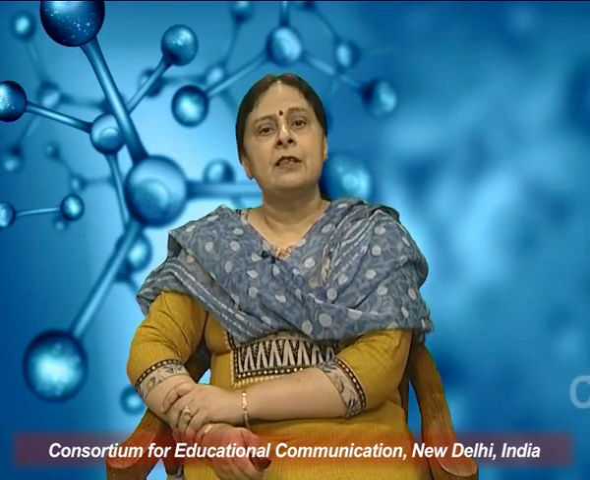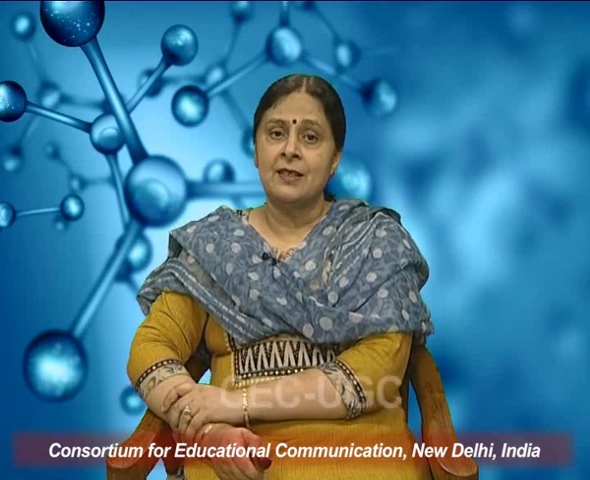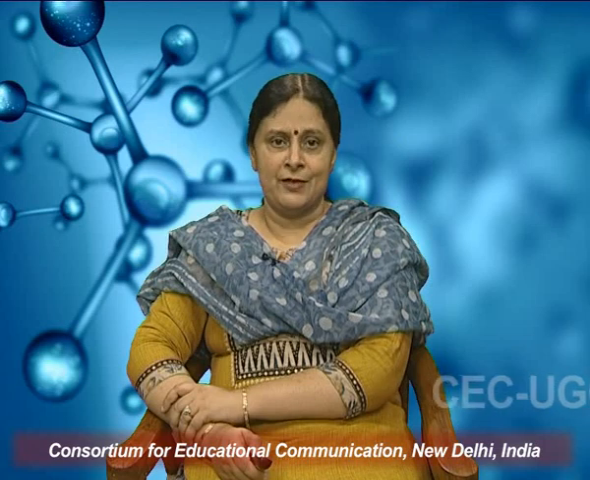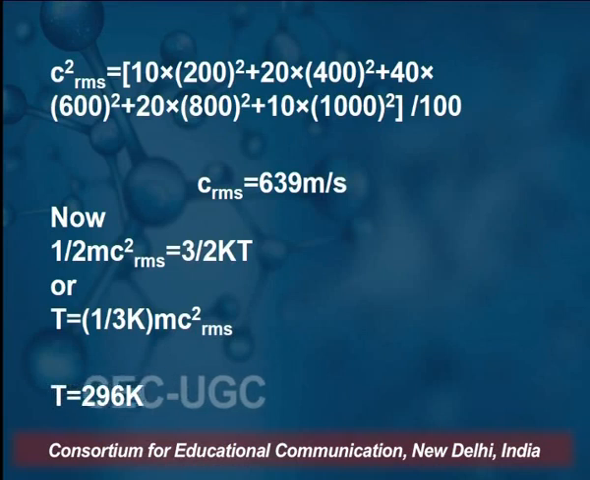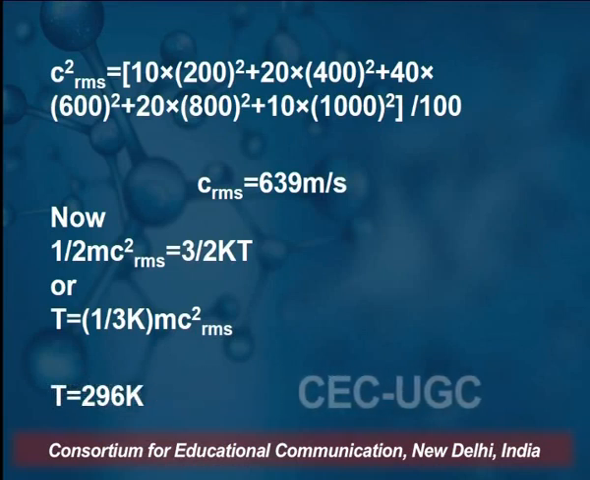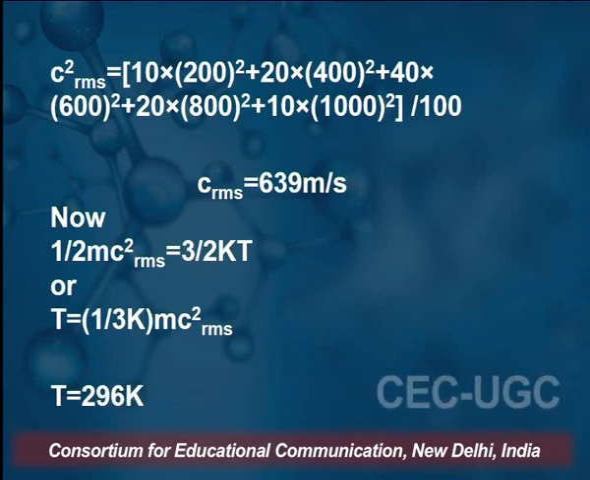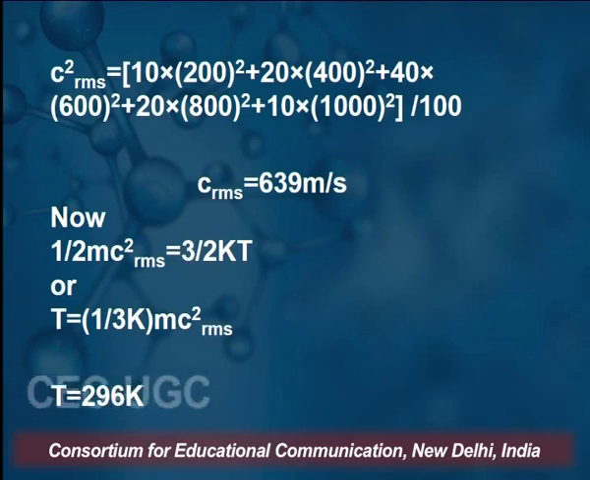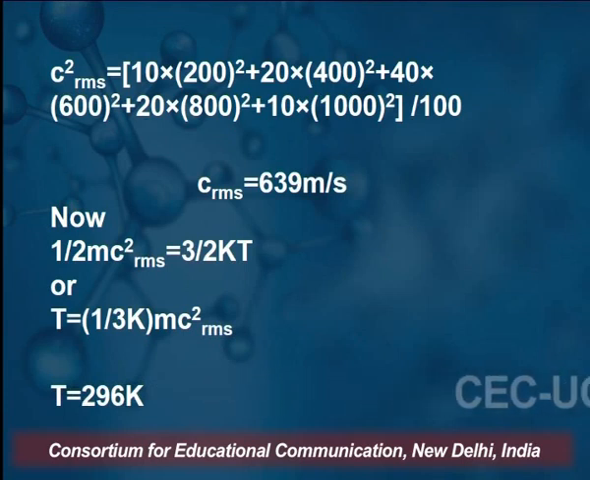So first of all, let us calculate C square RMS. It means we have to calculate the number of molecules into the speed first. So this is 10 into 200 square plus 20 into 400 square plus 40 into 600 square plus 20 into 800 square plus 10 into 1000 square divided by 100. So C RMS, using the above expression, we get 639 meters per second.